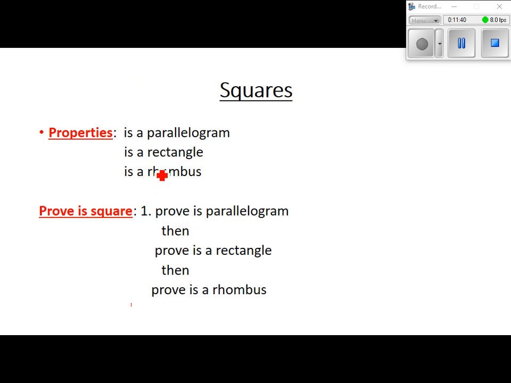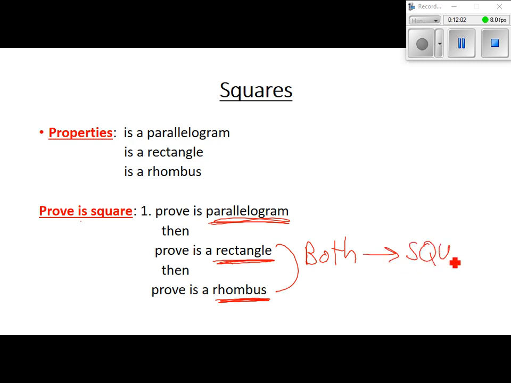So all the properties of a square. To prove something is a square, first thing you're going to do is prove it's a parallelogram. Once you know it's a parallelogram, you check to see if it's a rectangle. If it is a rectangle, then you check to see if it's a rhombus. If it's both a rectangle and a rhombus, then it must be a square. So you prove it's a parallelogram, prove it's a rectangle, prove it's a rhombus. The best name for it is a square.